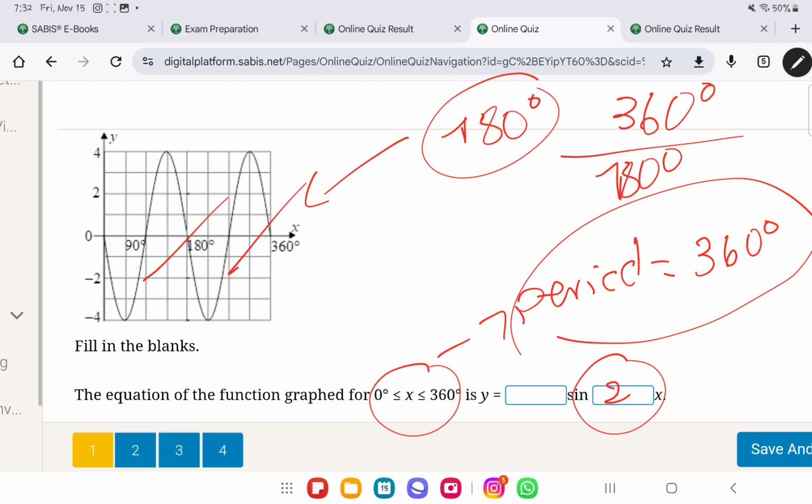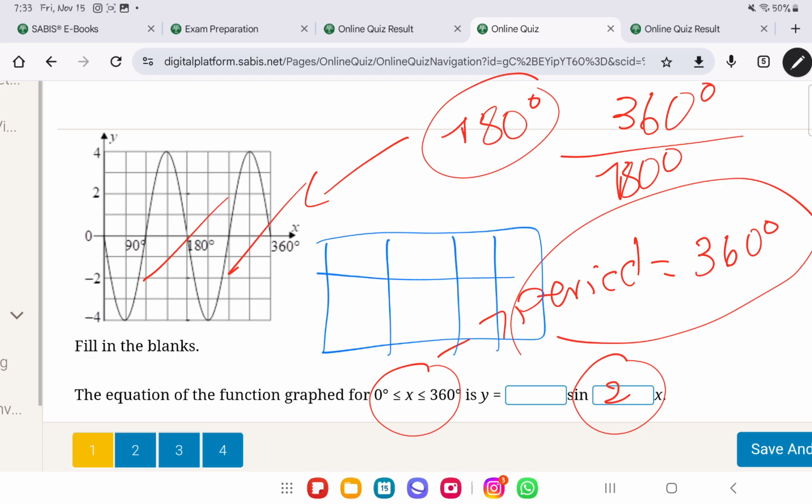Now, to find the number next to the sine x, what we are going to do, we are going to draw a table, and we are going to stop at where our period stops.